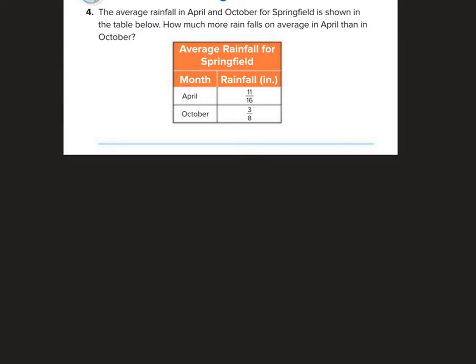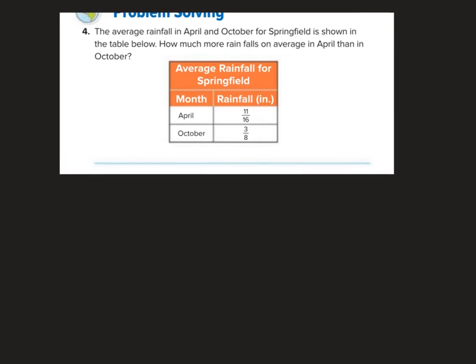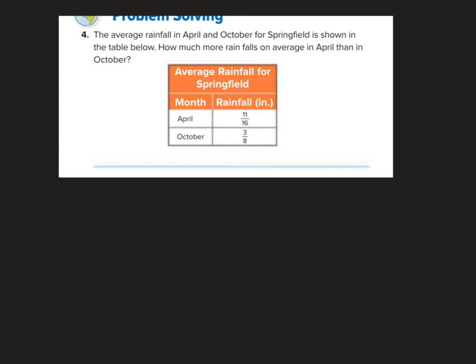Let's keep working. I wanted to do some harder word problems. We really get into the nitty-gritty of this. So let's go. Can't read it. There we go. The average rainfall in April and October for Springfield is shown in the table below. How much more rain falls on average in April than in October? So that means I'm going to take April minus October. So I need to do 11/16 minus 3/8.